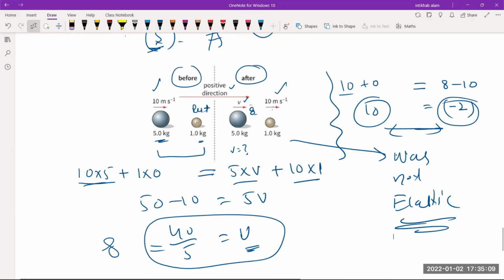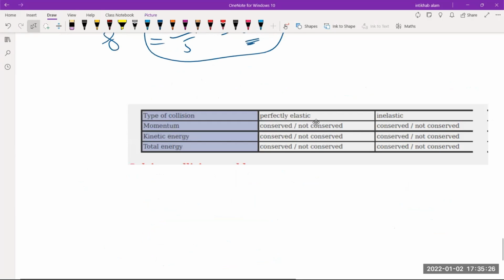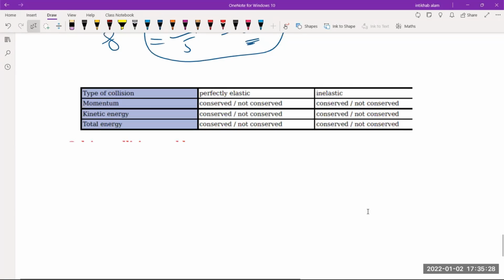So in short beta, what we have to do and what we have to remember, that in different situations, whenever we have any kind of the collision, then the collisions can be of two types. It can be perfectly elastic or it can not be perfectly elastic. And what to remember beta, we have to see three things: momentum, kinetic energy and total energy.